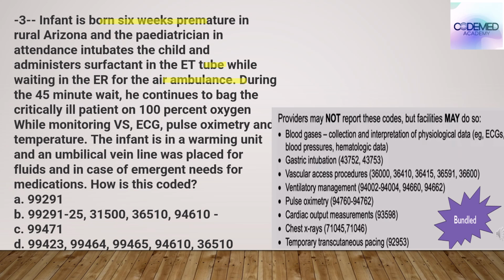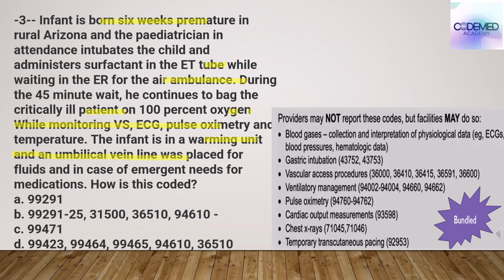And in order to find out, let us find out the services given. So he was given the oxygen and VS, ECG, pulse oximetry, and the temperature was taken, and he was put in the warming unit. The umbilical vein line was placed for the fluid. So we have enough data. So let us see what is the answer.